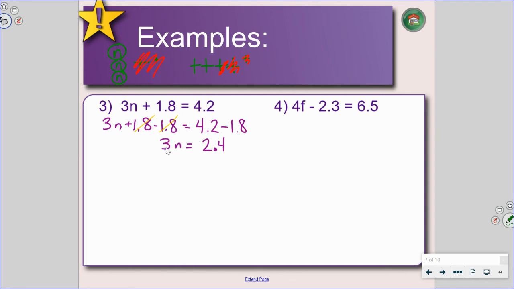But I don't want to know what 3 envelopes of money are. I want to know what a single envelope of money is. So let's go ahead and take care of that.